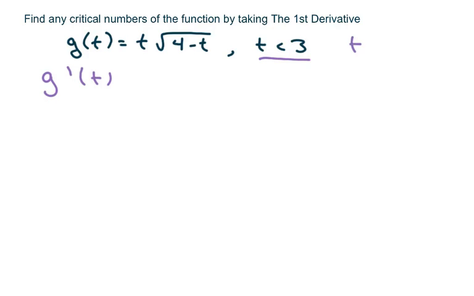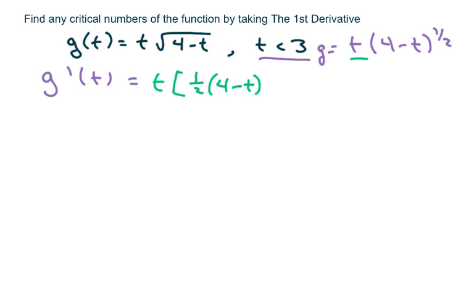Go ahead and rewrite this as t times (4 minus t) to the 1/2. So this is my g. What I'm going to do is write down my first function, which is t, times the derivative of my second one, which is 1/2 times (4 minus t) to the -1/2, times the derivative of the inner function, which is -1.